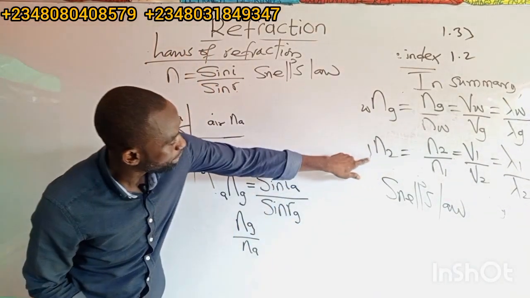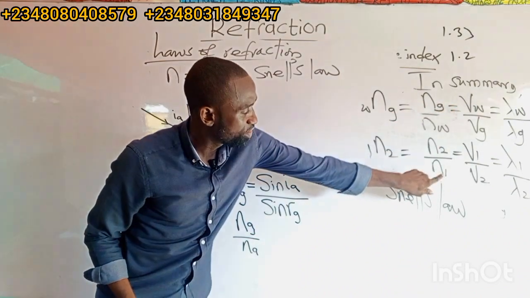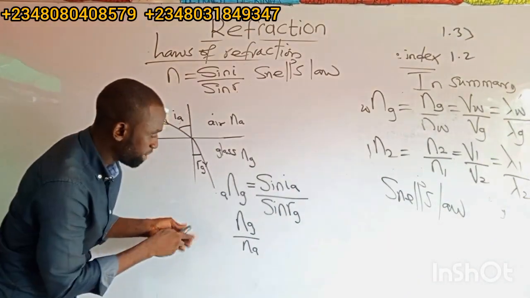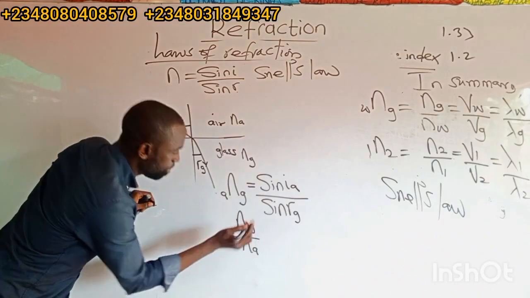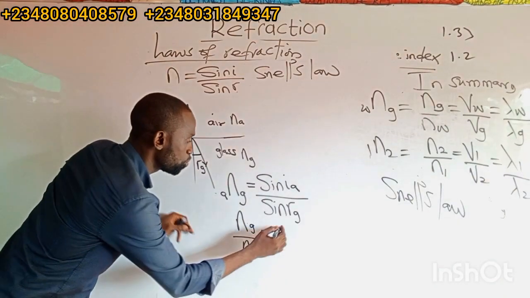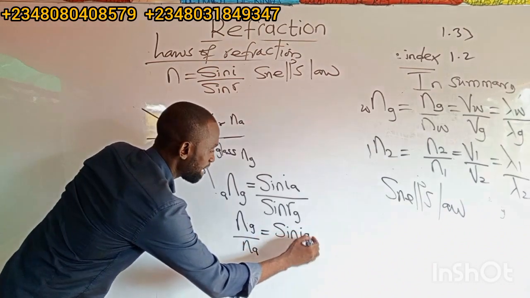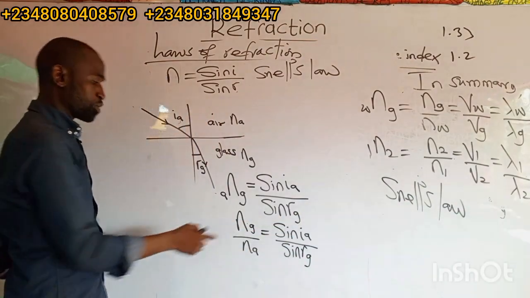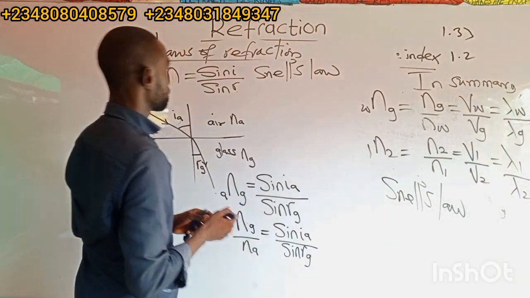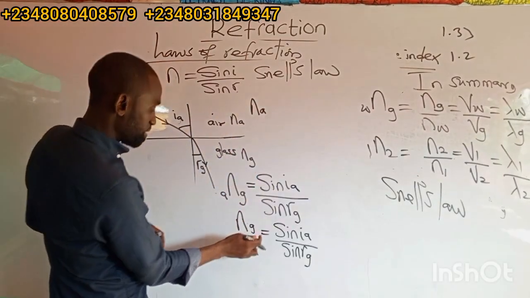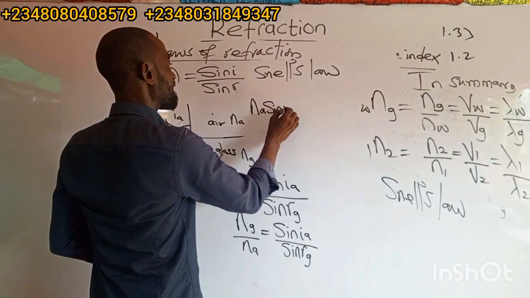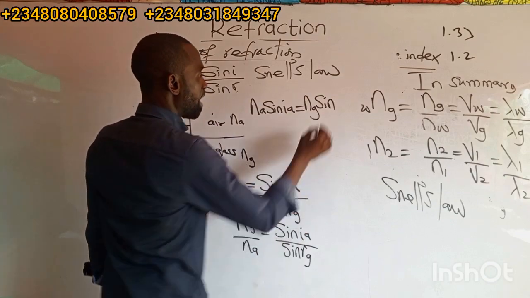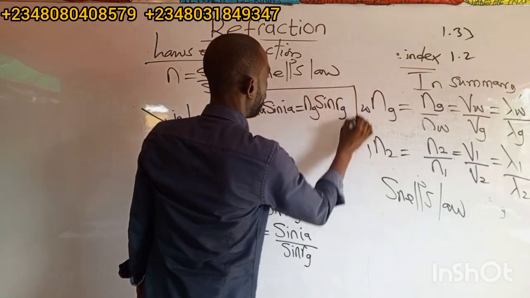Dividing of what now? Of 2 to 1 is dividing of what? 2 all over dividing of what now? Of 1. So here, let me split this one now. This is 2 to 1. 2 to 1 is the refractiveness of glass all over that of what now? Here is equal to sine of angle of incidence in here all over sine of angle of refraction in glass. When we cross multiply, we have N_A sine I_A is equal to what? N_G sine R_G. So take note of this formula under Snell's law.